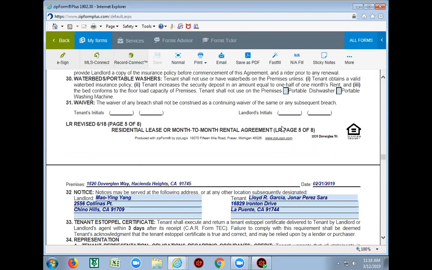Because of the bed, comfort of the flooring, and load capacity of the premises. Tenant should not use on the premises a portable dishwasher or portable washing machine. Why? Did you ever see a portable dishwasher and portable washing machine? Those are portable, that means you can use your hand, and it's actually a small canister. You can spin it by hand or use a foot to spin a washer. That's a portable dishwasher or portable washing machine. Why? Because when you move around, if it leaks, it may cause water damage.